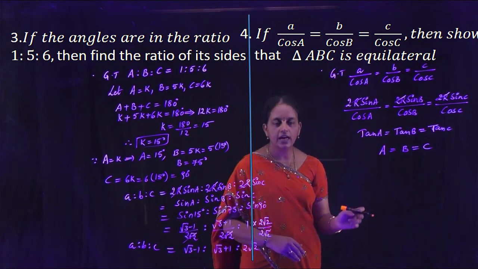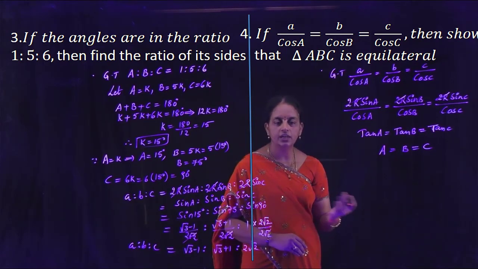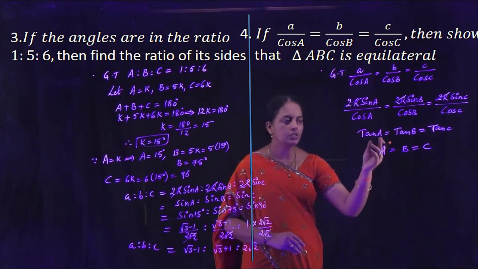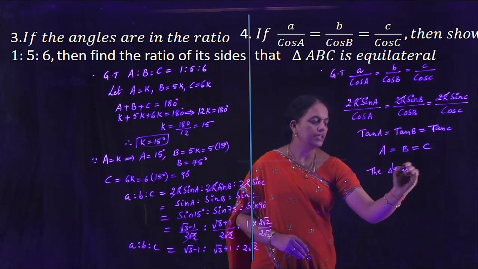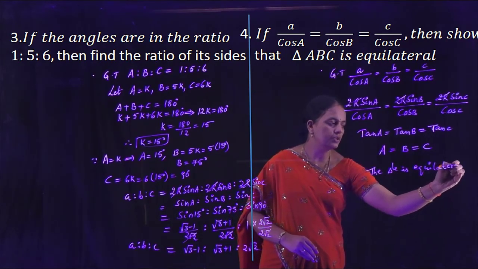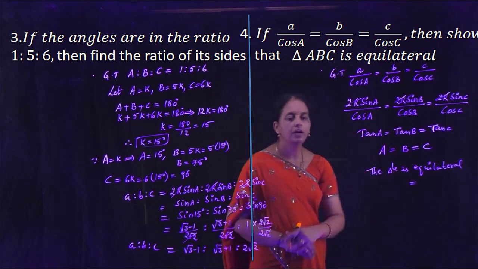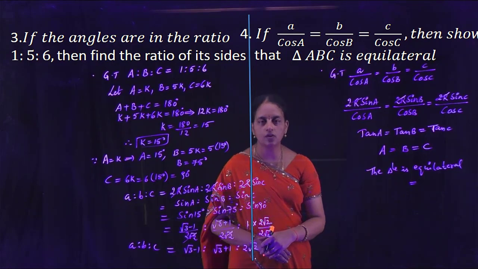If the three angles in any triangle are equal, then we say that the triangle is equilateral. Here also the triangle is equilateral, since angle A is equal to angle B is equal to angle C. Therefore, the triangle ABC is equilateral. Okay.